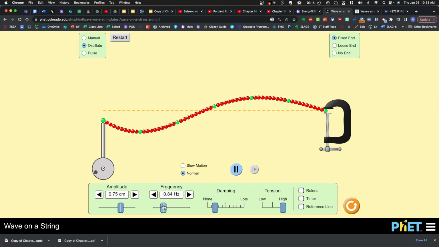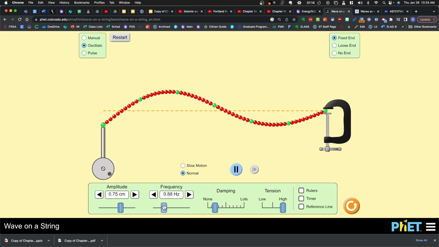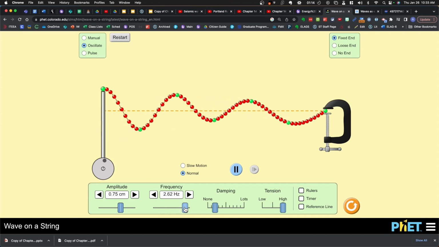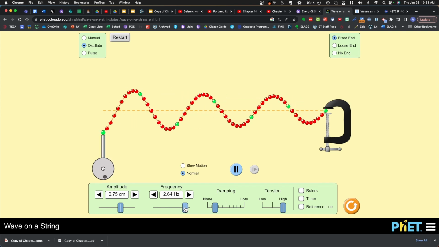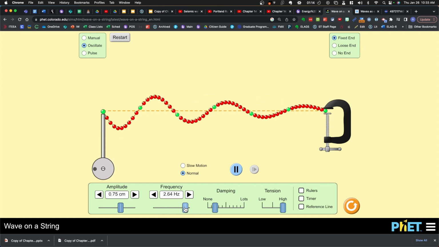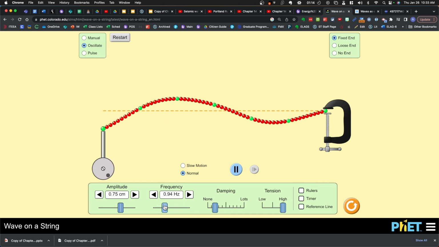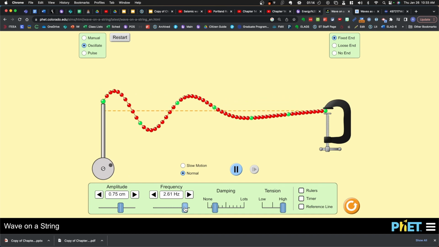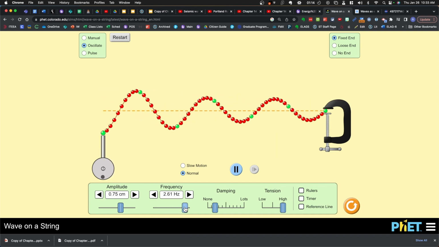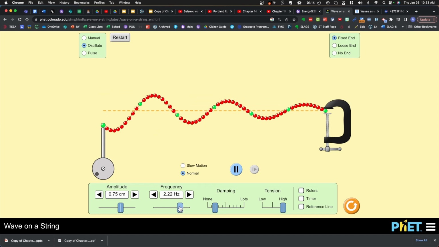So listen now to what a high-pitched frequency like this would sound like. Now listen to a low frequency like this and what it would sound like. Again, listen to the pitch of a high frequency and listen to the pitch of a low frequency.